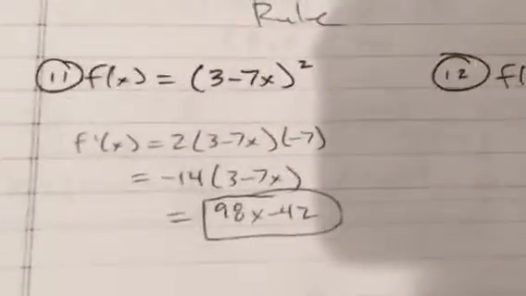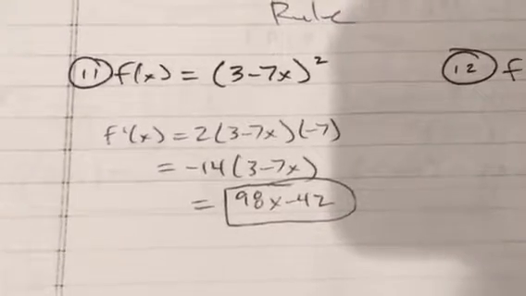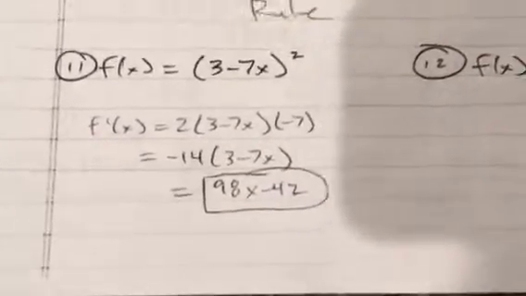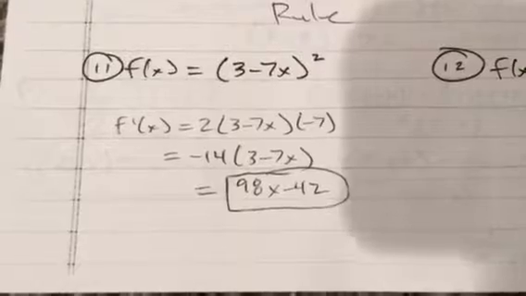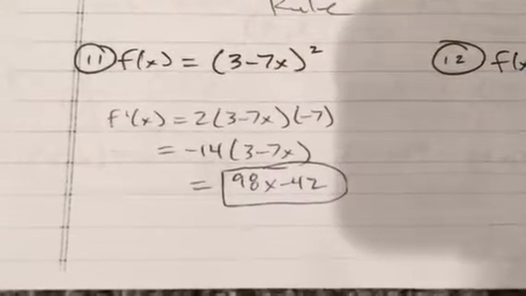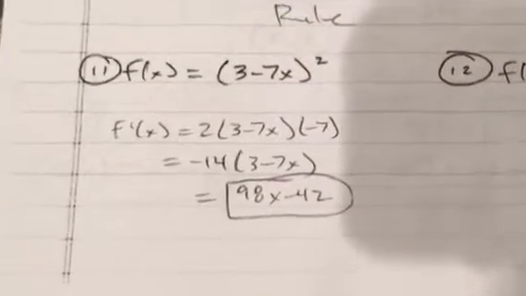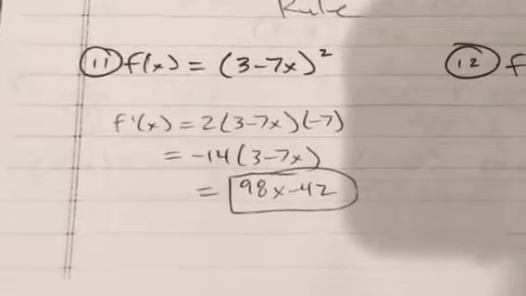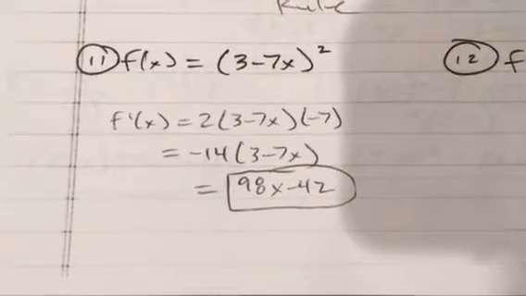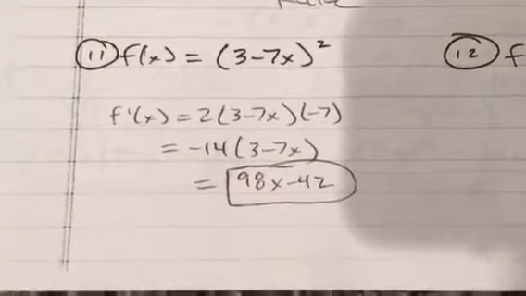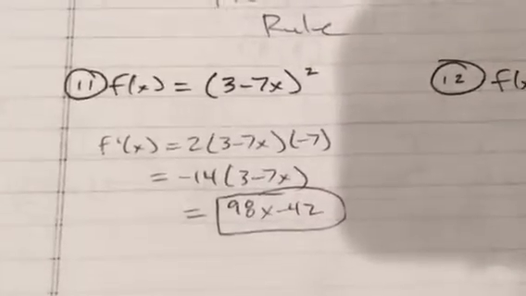You guys know of the chain rule now. In fact, that's what we're using here in 11. You can also just do 3 minus 7x, 3 minus 7x, to get 9 minus 42x plus 49x squared, and take the derivative of that.